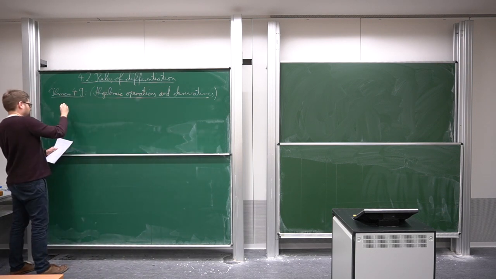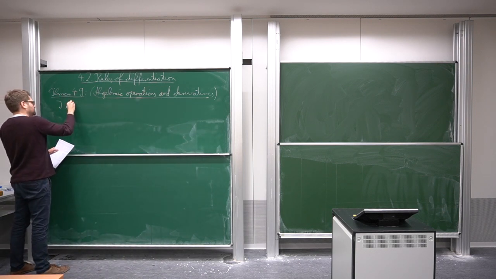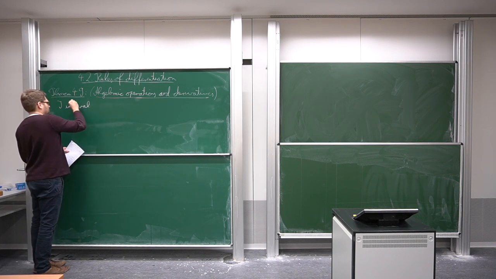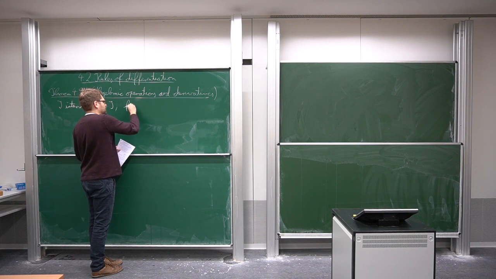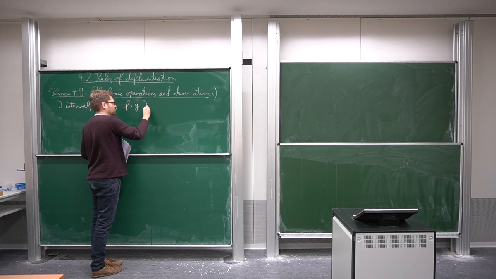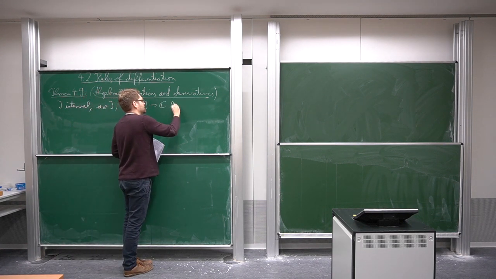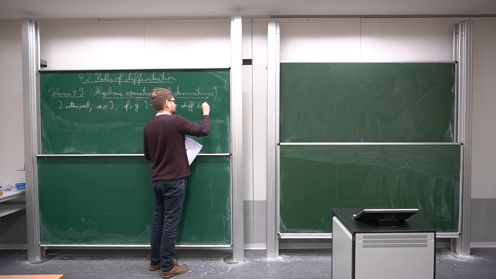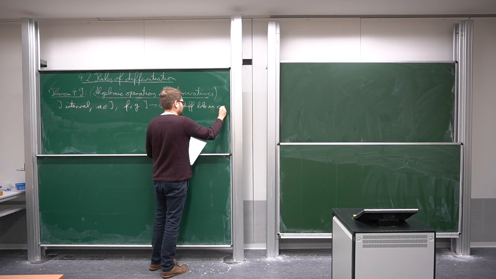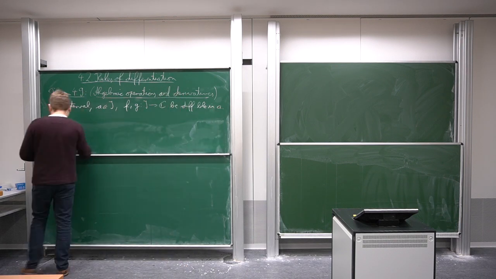Okay, let I be an interval, let A be a point in I, and let f and g be two functions from the interval to C, and both are differentiable in A. Okay, then we have some computational rules.